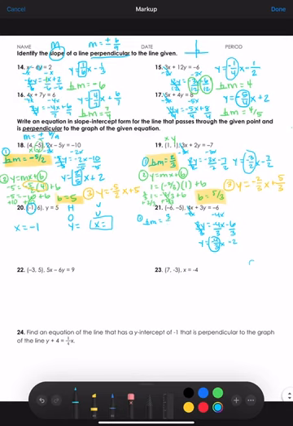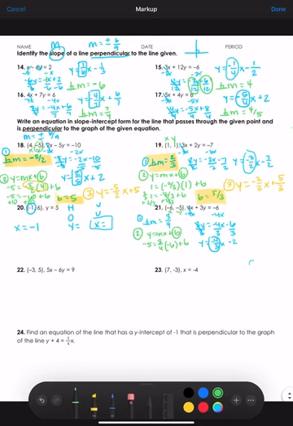Positive 3 over 4. Okay, number 2 is finding the intercept. y equals mx plus b. I'm going to solve for b, plugging in my point and my slope. So y is negative 5 equals m is 3 over 4, x is negative 6, plus b.